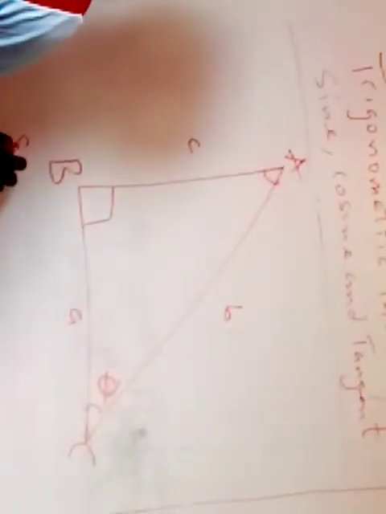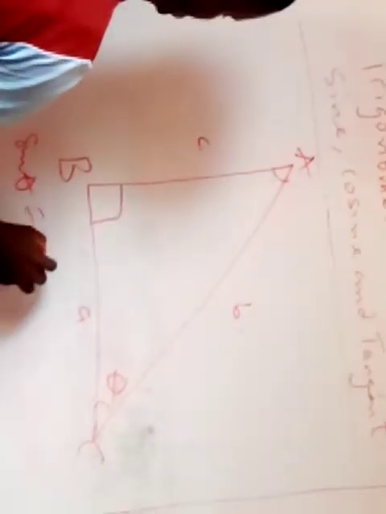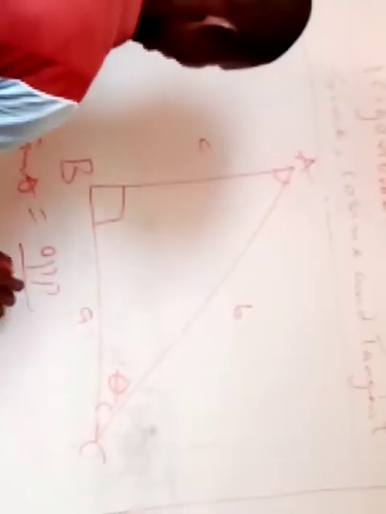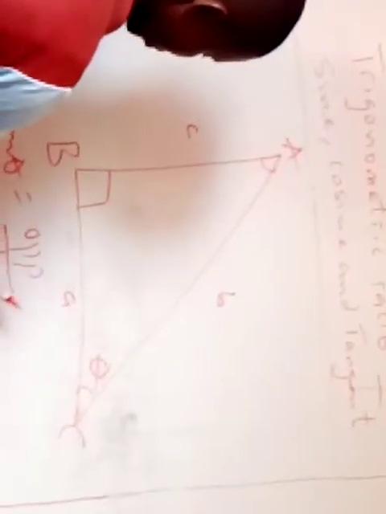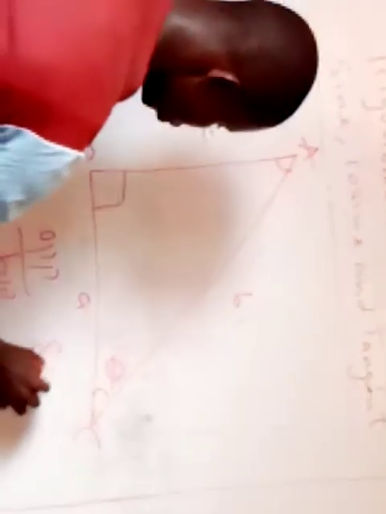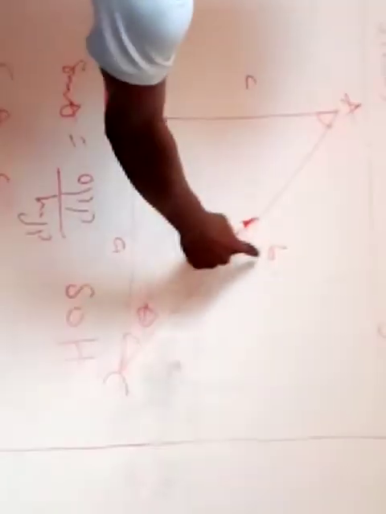Side B. So now, from your knowledge in JSS class, you've been told that sine theta is equal to opposite over hypotenuse, from the word SOH. So opposite over hypotenuse. The opposite of this angle here is C, so sine theta is equal to C over the hypotenuse of this place, which is your B. So C over what? Over B. That is your sine theta.